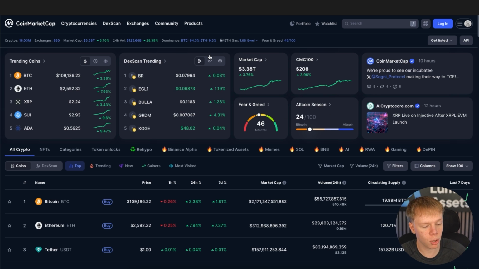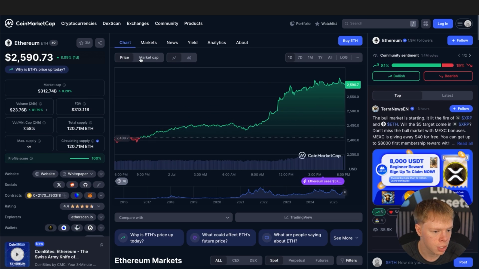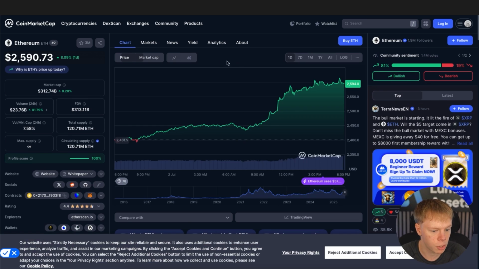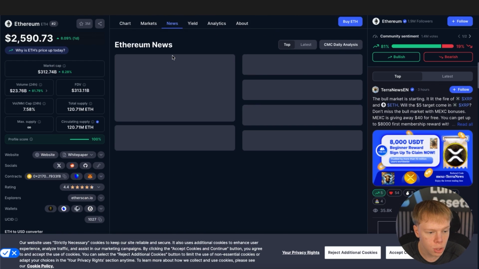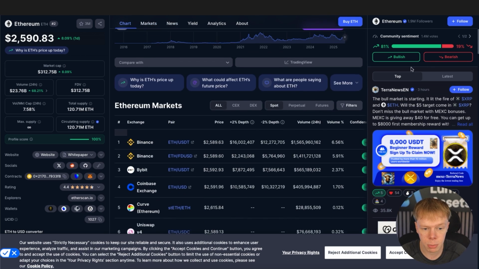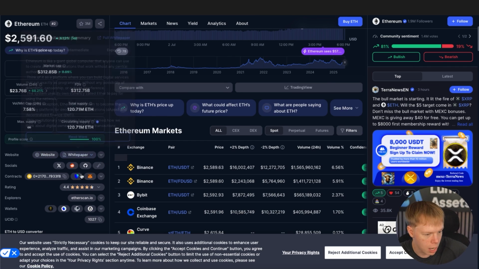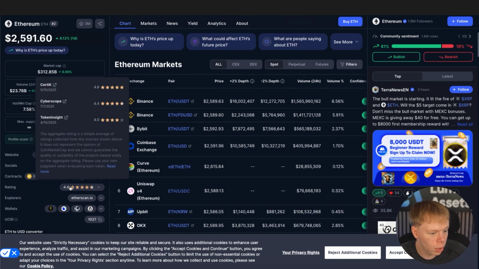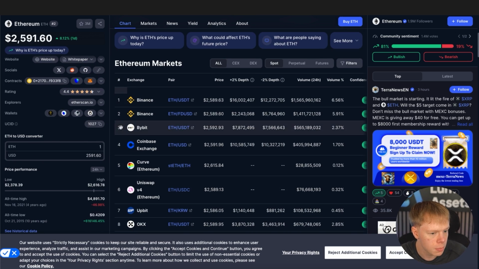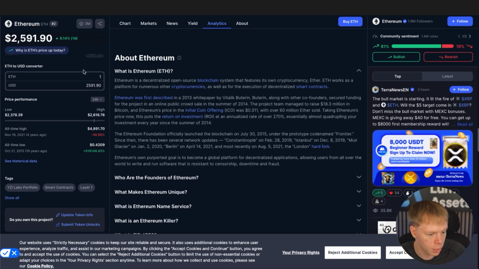Diving into CoinMarketCap, this is great for cryptocurrency data. So if we pull up something like Ethereum, not only are we going to see charts where we can look at the market cap as well as the price, we can also dive into news for this specific asset to see why the price might have gone up or gone down. They have community sentiment where other people can actually vote over here. You'll see all the links and profiles like the website, the white paper, contract addresses, all of that stuff is stored directly over here. And then one of the other cool sections is the about section where you can actually learn more about what the project is.